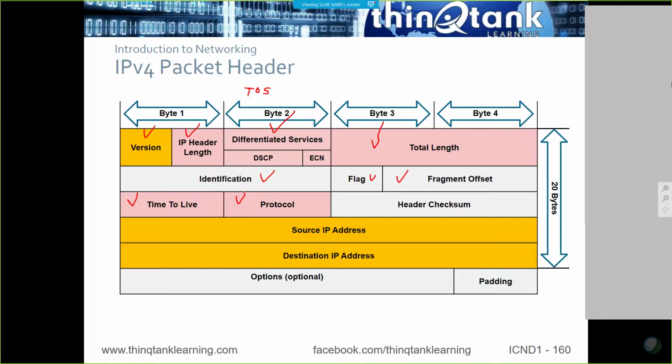Every single layer has a reference to the next layer. At layer 2, the type field is used to represent what comes after layer 2. At layer 3, the protocol field is used to identify what comes after layer 3. At layer 4, the port field is used to identify what comes after layer 4. So every layer has a hook or a pointer to the next layer.